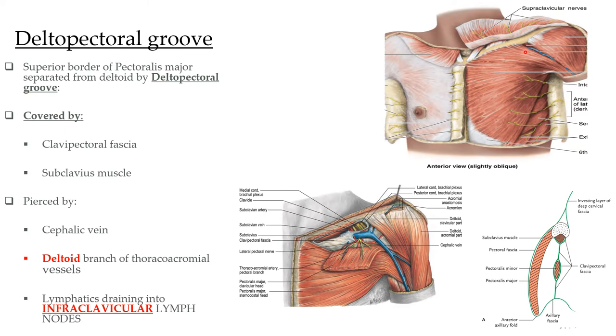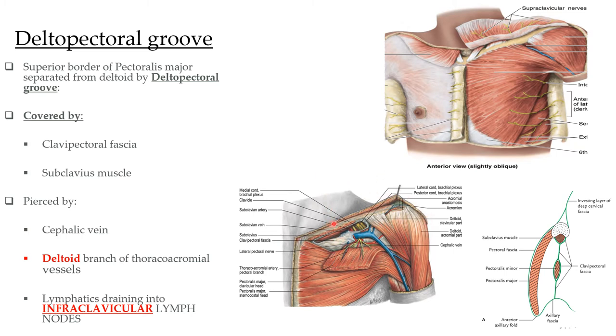So here in this illustration, you can see this blue color structure. This structure is the cephalic vein. The cephalic vein, after draining the venous blood from the upper limb, enters the deltopectoral groove and then takes a 90 degree turn to dip down in order to pierce the clavipectoral fascia so as to drain the venous blood into the axillary vein. You can better understand this by seeing this illustration.